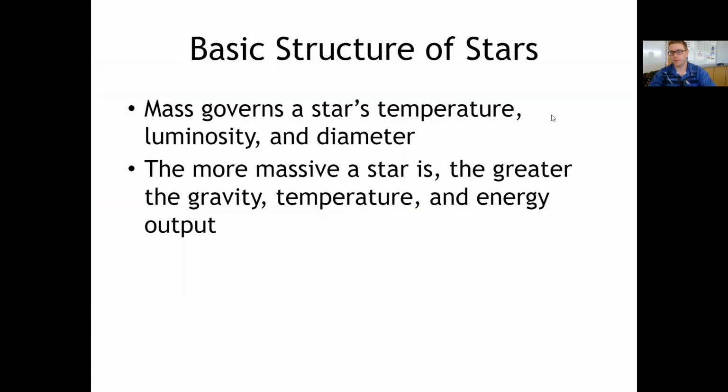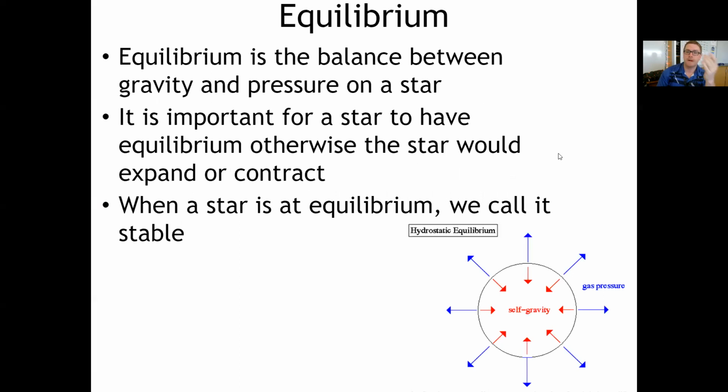So the whole thing with a star, whether we're talking about its temperature, how bright it is, or its luminosity, its size, it's all governed by the mass. The more massive a star is, the larger the gravity is going to be, the higher the temperature, the higher the energy output, and the amount of fuel it's going to burn is going to be much greater. So a star's mass governs pretty much all these other characteristics of a star.